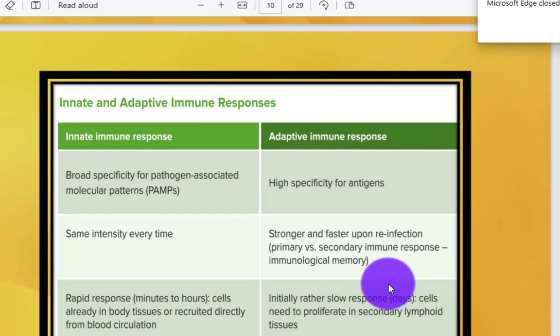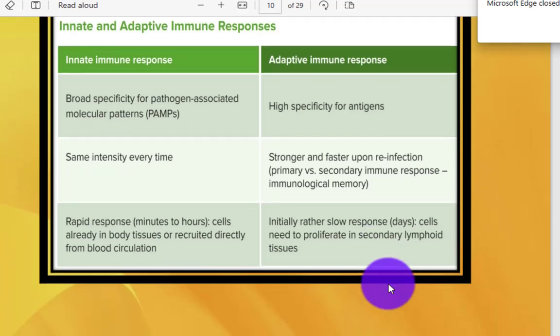Innate and adaptive immunity. We make a simple comparison between both of them. Innate immunity, broad specificity for pathogen associated molecular patterns. Adaptive immune response, highly specific for antigen, same intensity every time, stronger and faster upon reinfection. Primary versus secondary immune response, immunological memory.